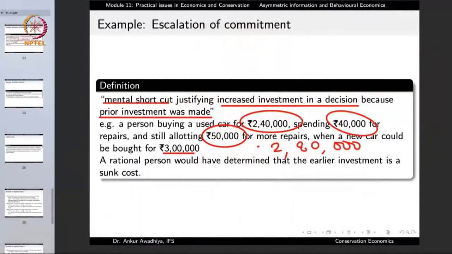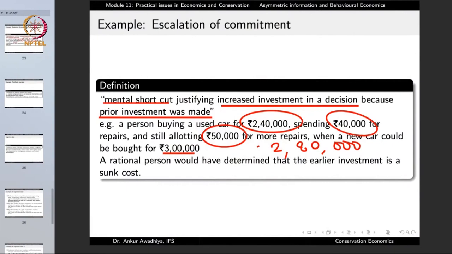Because a new car will not give me that much amount of problems, and even if some problem comes, it will come under warranty. But you do not take that decision. People just think that, okay, because I have already spent 2,80,000 rupees, so let me spend this, it is just 50,000 rupees. Whereas they could have sold this earlier vehicle and got a new car. Now, this is an example of escalation of commitment heuristic.